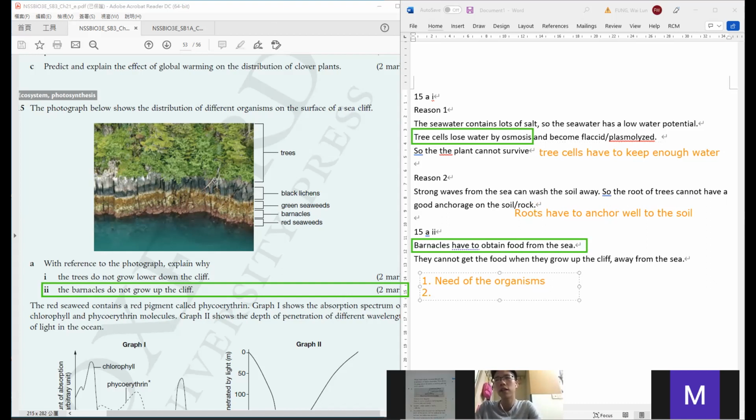And then later on, if you change the environment, for example, if you ask the trees to grow down the cliff, or the barnacles to go up the cliff, how does the new environment deprive them of their needs? For example, you cannot get the food. That's the deprivation.